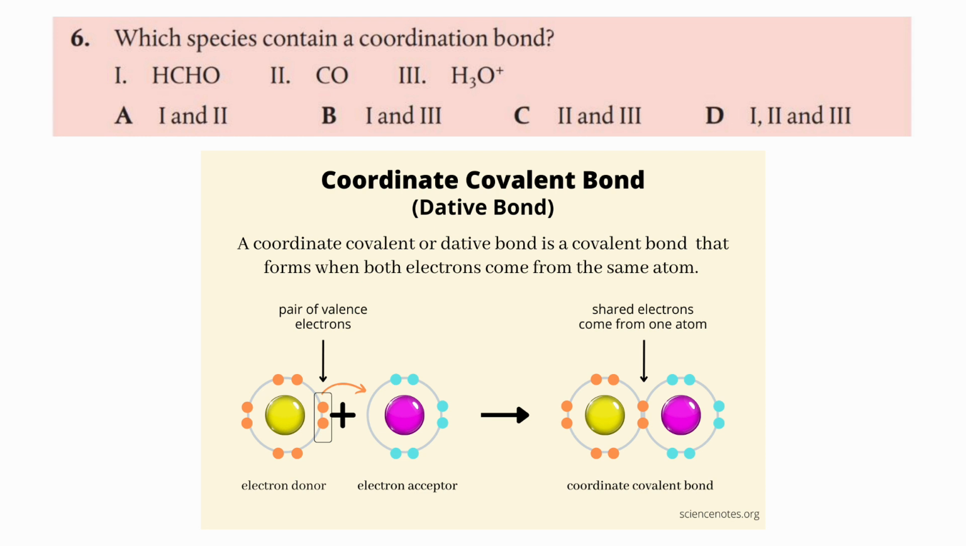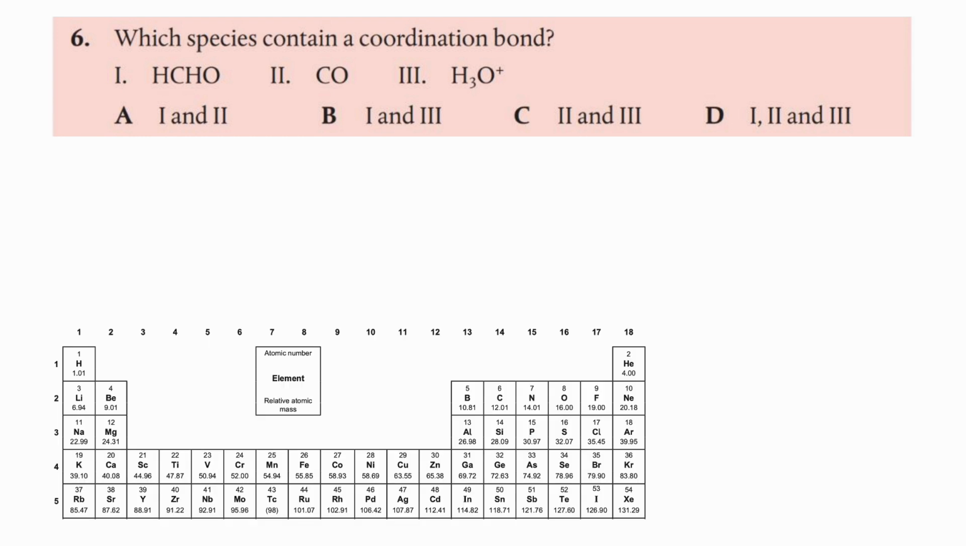A coordinate covalent bond or a dative bond is a covalent bond that forms when both electrons come from the same atom. So when I am looking for which has a coordination bond, me personally, I look at what bonds are supposed to look like, quote unquote. And then if they are bonded in a different way than they're usually supposed to be bonded, then I kind of assume that it's a coordinate covalent bond. But I'll show you more specifically what I mean.